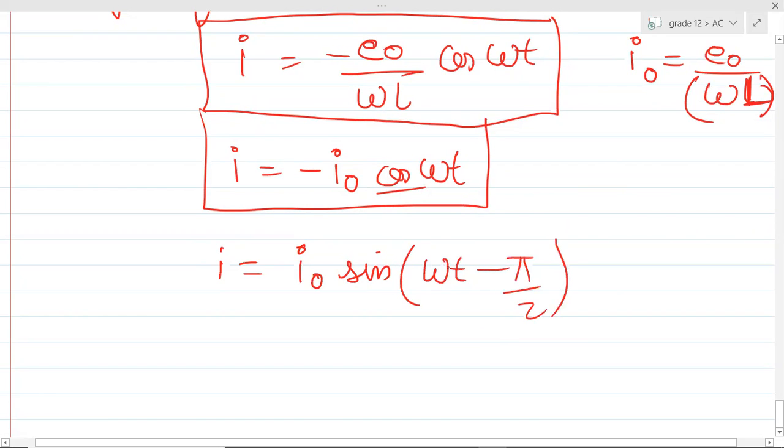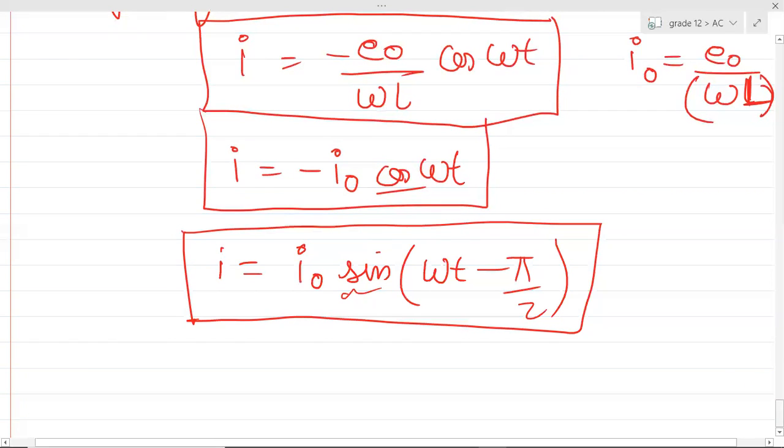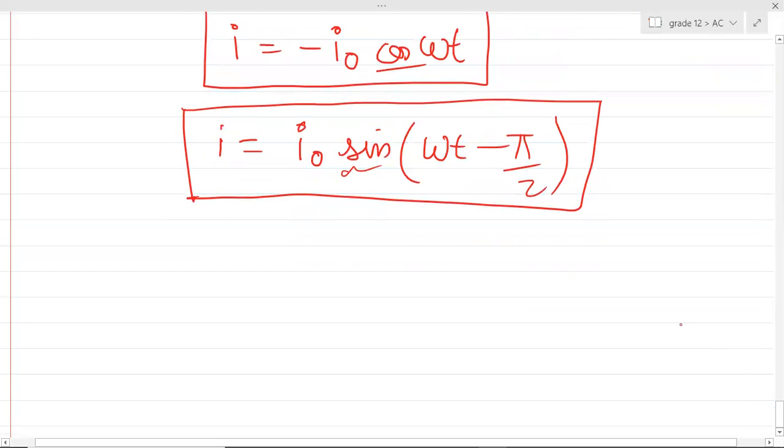Sir, why did we write minus pi by 2? Because can you see omega t minus pi by 2 comes in the fourth quadrant, right? And in the fourth quadrant, sine is negative. So that's why we have to do this. Is this clear? So we can write I equals I naught sine omega t minus pi by 2. Is this clear? Please note this particular thing.